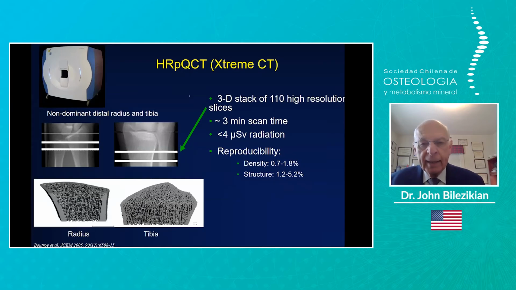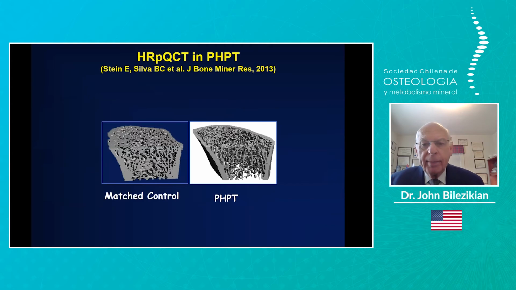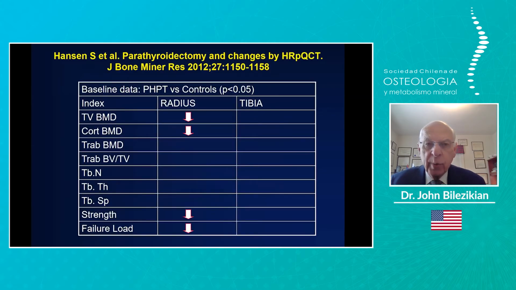In order to understand better why this is the case, since DEXA wasn't giving us the kinds of results that would be consistent with an overall increase in fracture risk, we took advantage of extreme CT and were able to visualize microstructure of the tibia and the radius non-invasively. And this is a depiction of a typical patient with hyperparathyroidism compared to controls. And you can see that there appears to be both cortical thinning, but also the trabecular compartment of bone seems to be compromised as well.